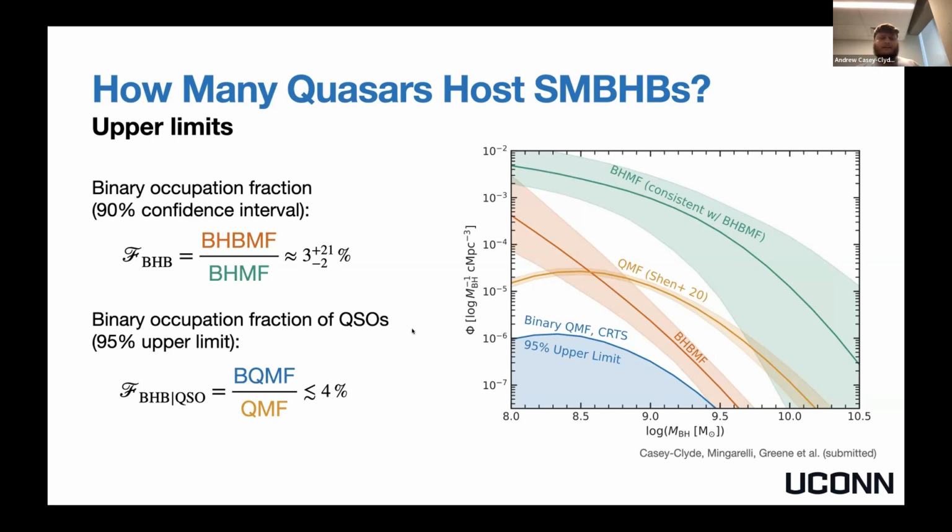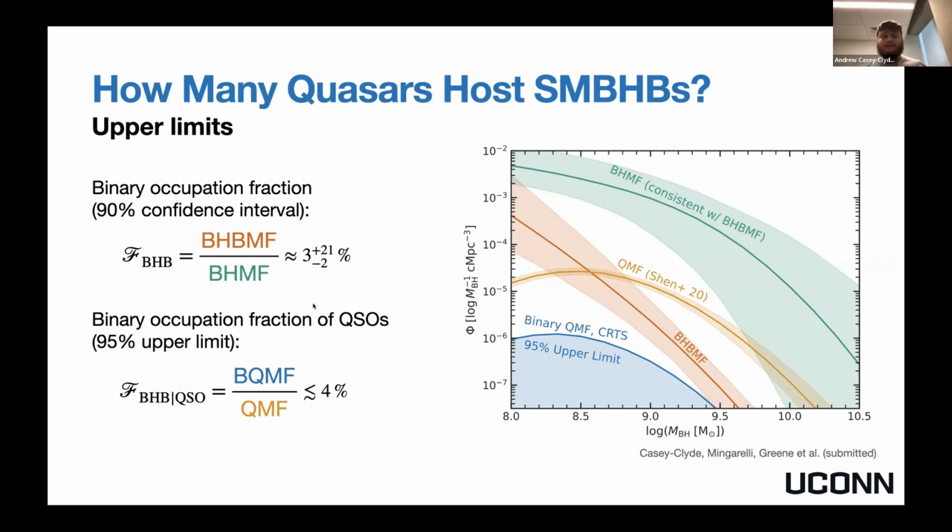We then calculate a 95% upper limit for the binary occupation fraction of quasars. And I'll note this is necessarily an upper limit since we don't have any confirmed supermassive black hole binaries, any confirmed individual binaries at least. We find that upper limit is about 4%, so a little bit larger than what we might expect for our median value for the binary occupation fraction.